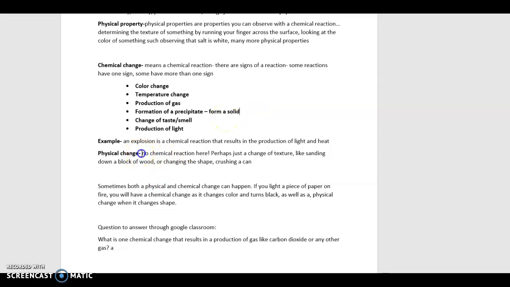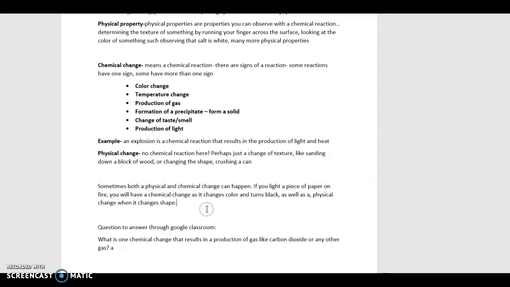So lastly, a physical change involves no chemical reaction. It could be a change of texture, like you're sanding down a block of wood. You could be crushing a can, changing the shape of it. Now, obviously, sometimes you have both a chemical and physical change happen. So if you take a piece of paper, you light it on fire, it's going to change color and turn black. Chemical change. Well, it's also going to crumple up and form ash. So obviously, it's not going to be in the same shape as what it started in. So we're going to get a change of shape too.